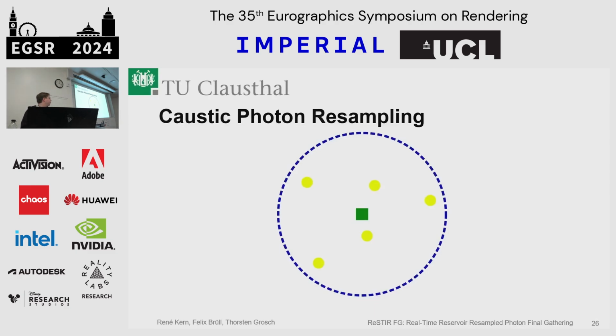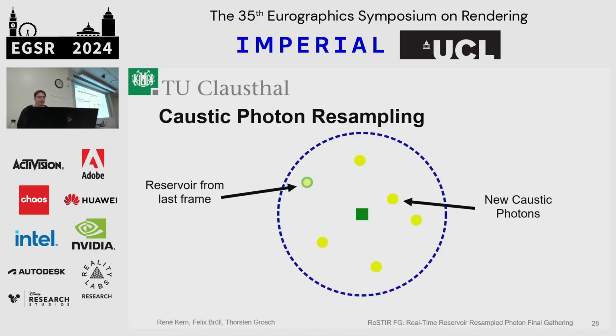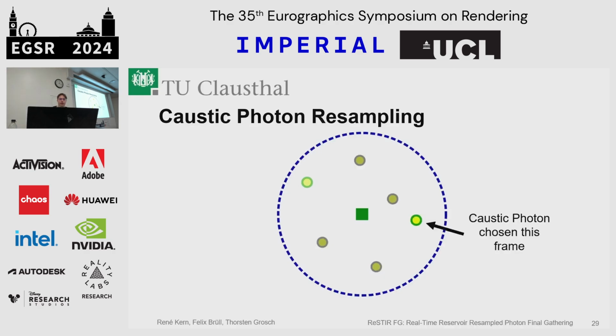We distribute the photons in our scene, and now we just use RIS to select one of these photons. So basically our diffuse hit point is our reservoir, and each caustic photon is one sample. And this one sample, together with the RIS rate, basically represents the photons. Then we distribute new caustic photons in the next iteration.